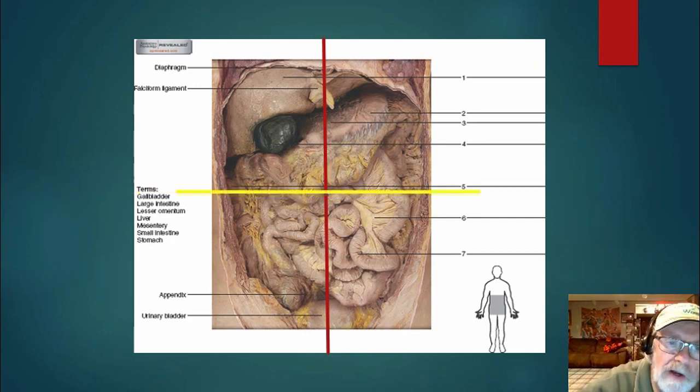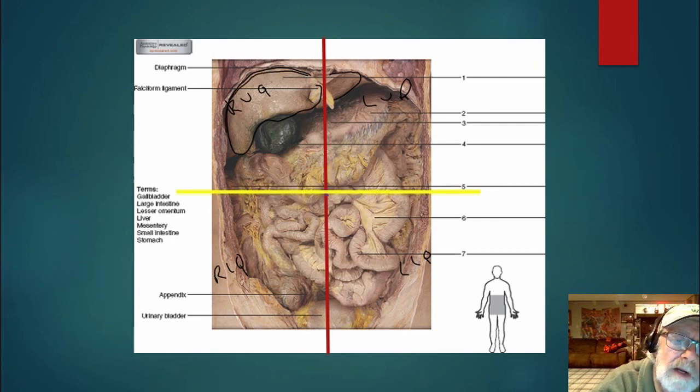So now I have my right upper quadrant, my left upper quadrant, my left lower quadrant, and my right lower quadrant. What do we see here? In my right upper quadrant, guess what this thing is? That's the liver. There's a little tab of liver right here, but the biggest lobe of the liver, the right lobe, is this area right here. What's that? That's the gallbladder. That's a big thing right there. The stomach is right here, which is mostly in my left upper quadrant. If I look down here, what's that? That's the appendix sitting right down in there.